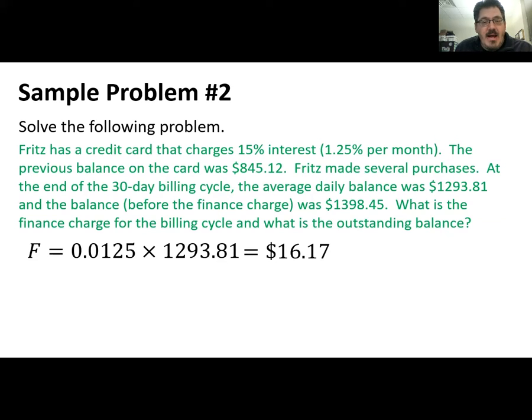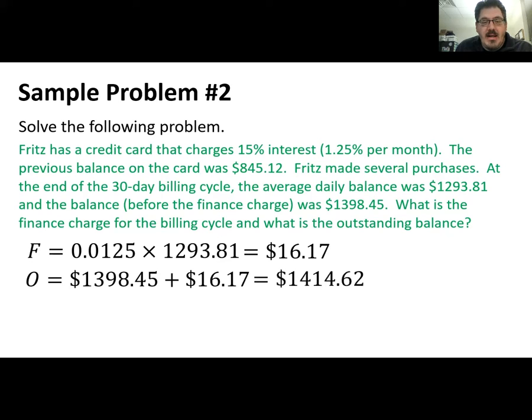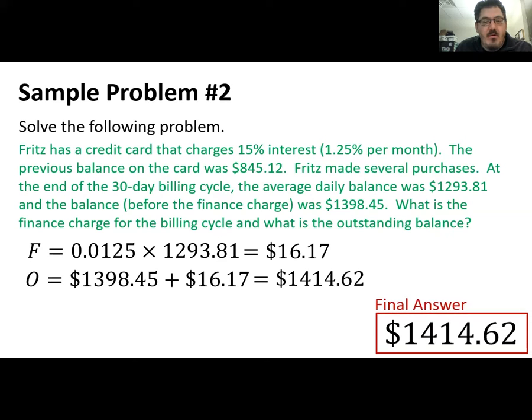Then to calculate the outstanding balance, keep in mind that the balance right now is currently at $1,398.45. So that's how much has been charged to the account. So what we do to find that outstanding balance is we take that ending balance, add the interest that has accrued onto that balance, and that'll give us the outstanding amount that needs to be paid. So in this case, we end up with an outstanding balance of $1,414.62.